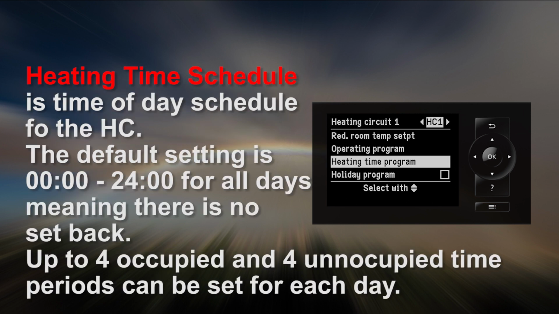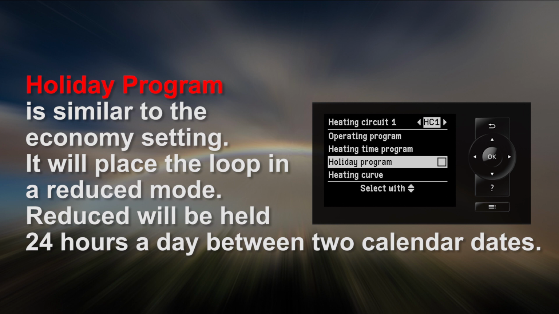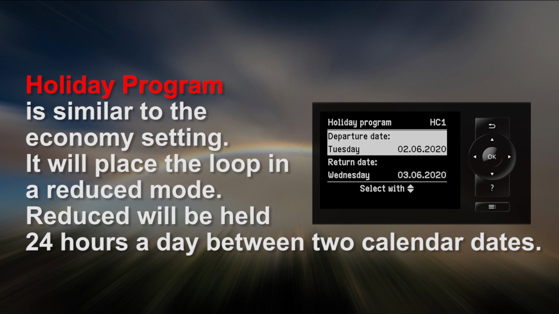Heating time schedule is the time of day schedule for the heating circuit. The default setting is 00 to 2400 for all days, meaning there is no setback. Up to 4 occupied and 4 unoccupied time periods can be set for each day. Holiday program is similar to economy setting. It will place the loop in a reduced mode. Reduced mode will be held 24 hours a day between the 2 calendar dates.